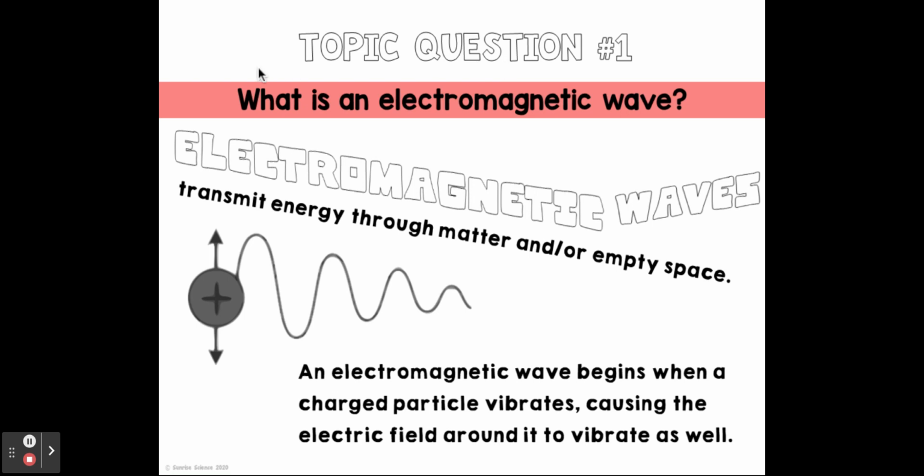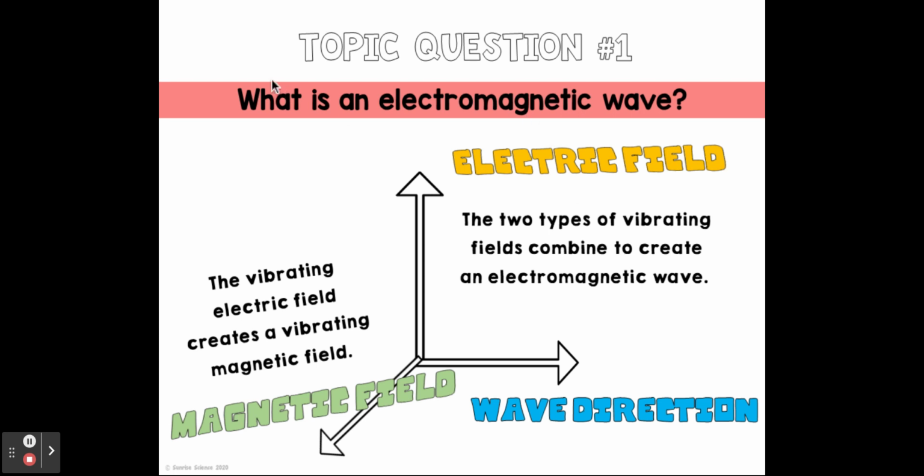Topic question 1. What is an electromagnetic wave? Electromagnetic waves transmit energy through matter or empty space. An electromagnetic wave begins when a charged particle vibrates, causing the electric field around it to vibrate as well. And continuing on, the two types of vibrating fields combine to create an electromagnetic wave. So you've got the electric field, and the vibrating electric field creates a vibrating magnetic field, and then you've got the wave direction.